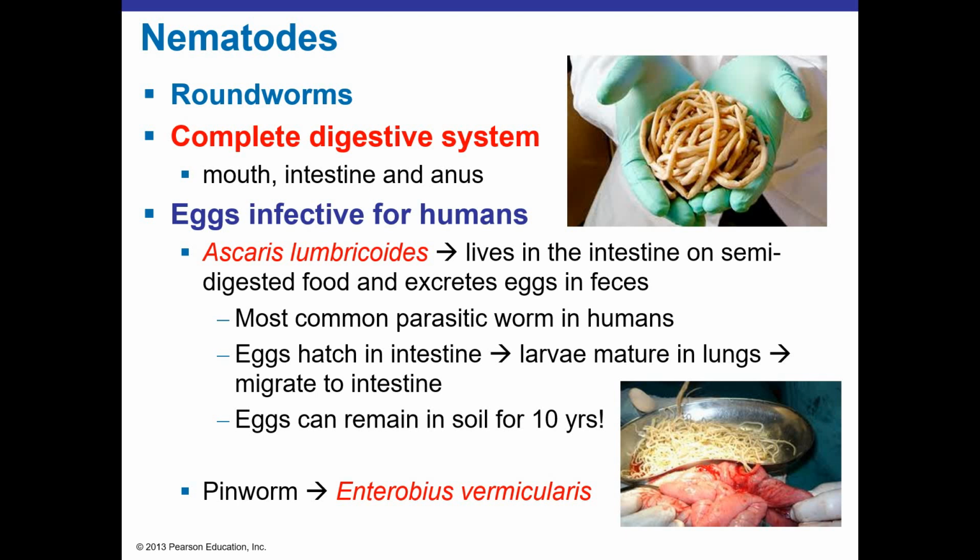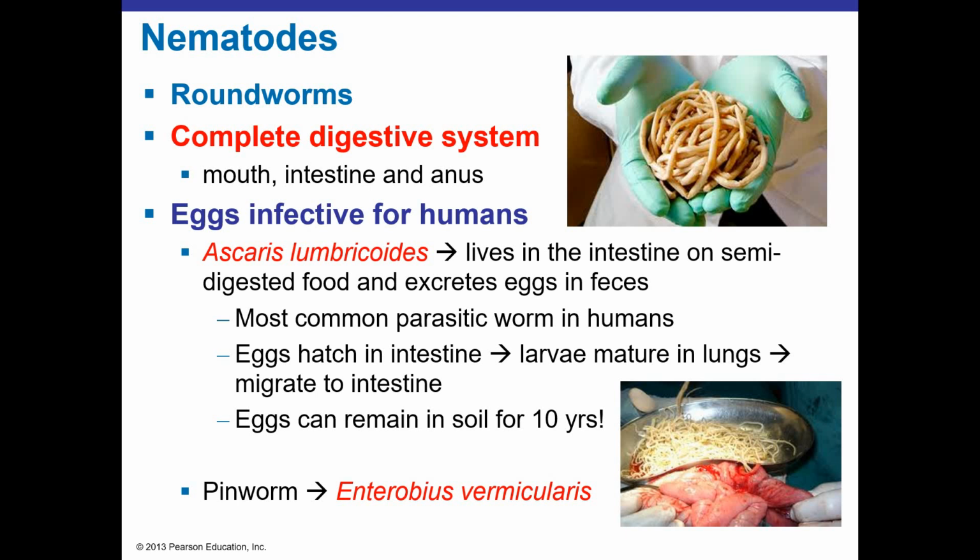The Ascaris lives in the intestine on the semi-digested food and excretes eggs in the feces. You will notice that unlike a tapeworm, which tends to just get longer and longer over time as it grows, you start to get lots of these roundworms in the intestine. Again, a high parasitic load gives you intestinal issues, and you will sometimes even slough off some of the worms themselves. But mostly, we think about the life cycle.